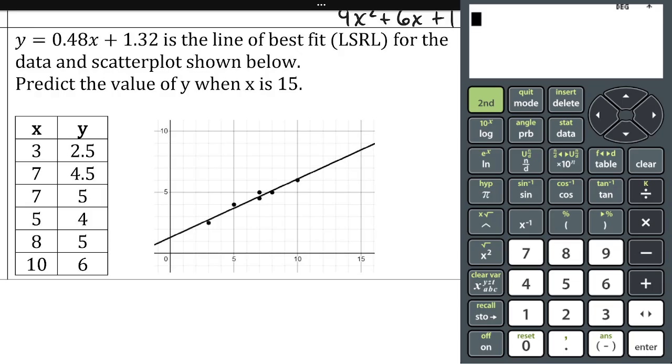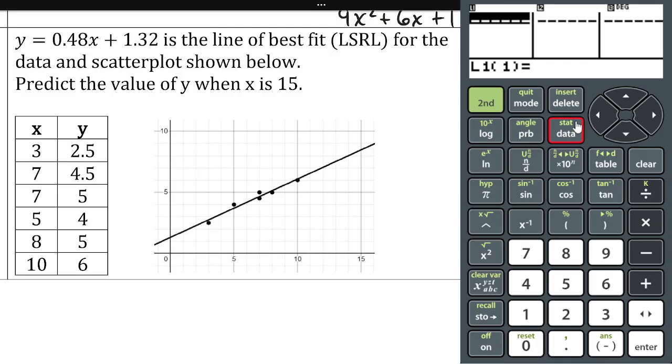But before we do that, I want to review how we get the least squares regression line from a data set. On our classroom calculators, there is a button that says data. If you press that data button, all of a sudden I have this place where I can enter values. I'm going to enter all my values for x in list number 1. So my values for x are 3 and then 7, and then an additional 7 and then a 5 and an 8 and a 10. So I've entered my x values in the first list.